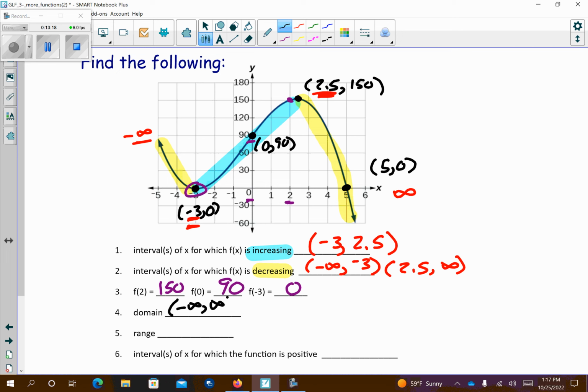Our domain to this one, because I have arrows on both ends, it goes forever left and right, so negative to positive infinity. Our range, well, this arrow is going to keep going up to infinity. This arrow is going to keep going down to negative infinity.